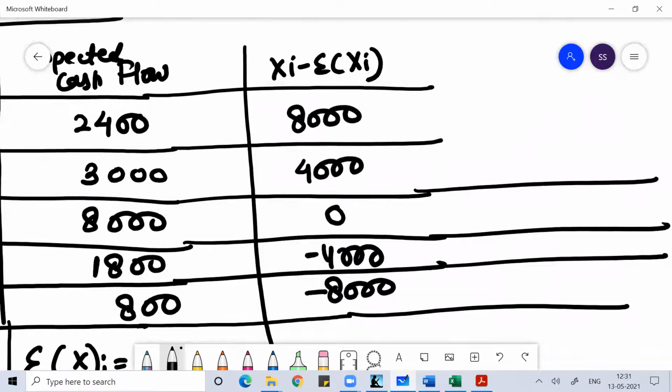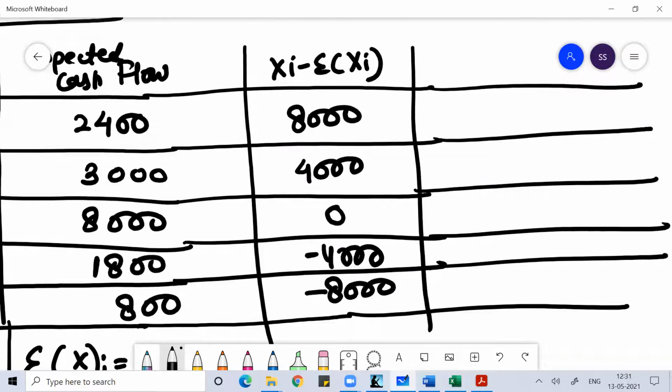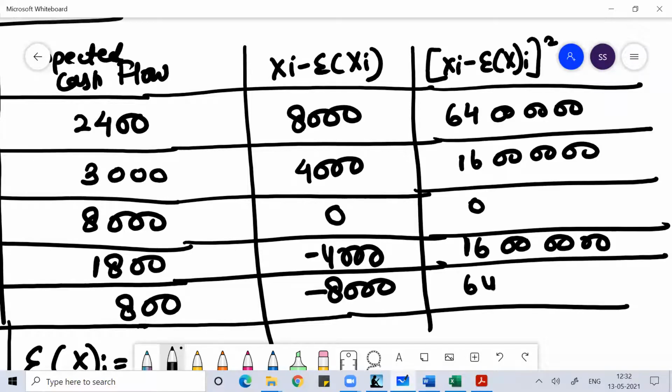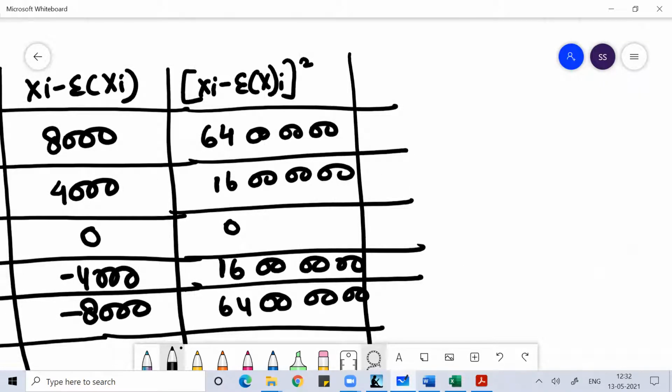Now again, you will do the square of this, Xi minus E(Xi). 8 square is 64 and then 6 zeros. 4 square is 16 and then 6 zeros. Then 4 square is 16 and then 6 zeros. And 8 square is 64 and then 6 zeros. Okay, you will get the square values. Then you multiply with the probability.